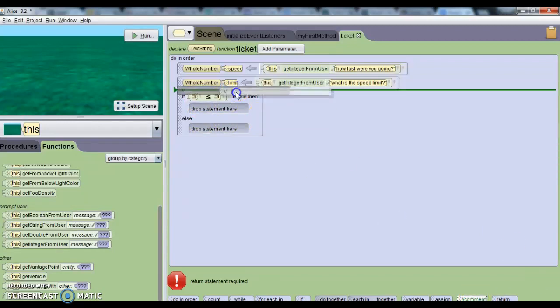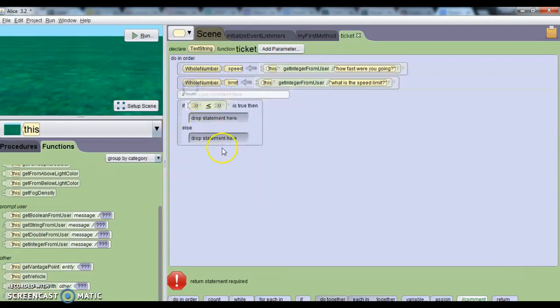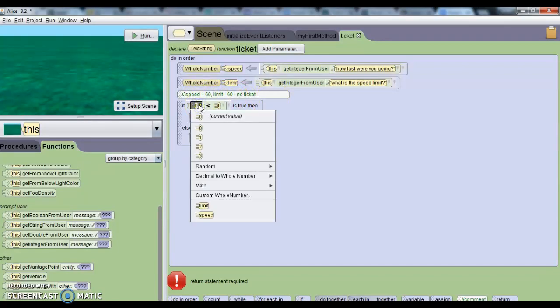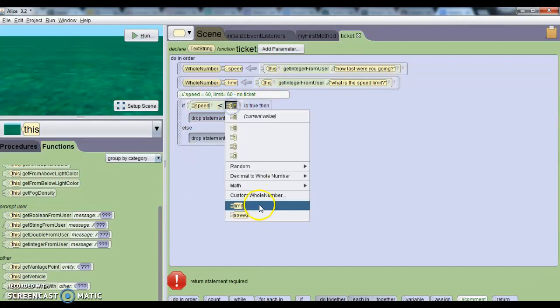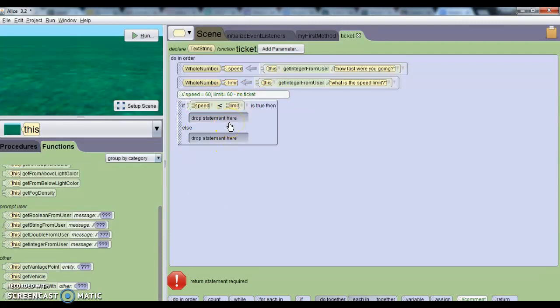So in the example, right, let's say you were traveling 50 miles per hour and the limit was 60, there's no problem there. So that would be no ticket. So we can see as long as the speed is lower or equal to it, you get no ticket. So if the speed is less than or equal to the limit, we return no ticket.